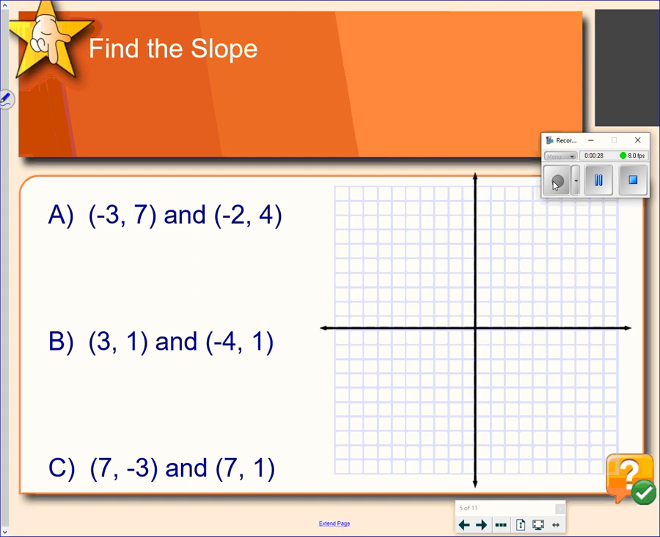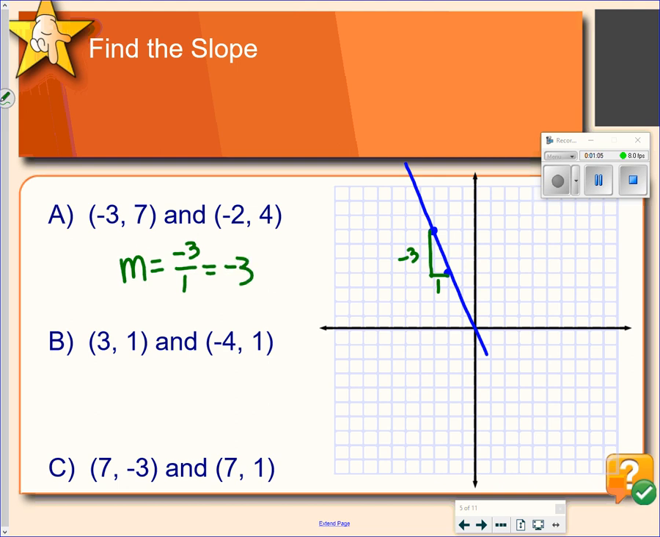So we have a point at -3, 7. We have another point at -2, 4 right there, and we're looking for the slope of this line. Since slope is rise over run, the slope of this line is a decrease of 3 and a run of 1. So the slope, which we designate with the letter m, is -3/1, which is -3. So that's one way to find slope.